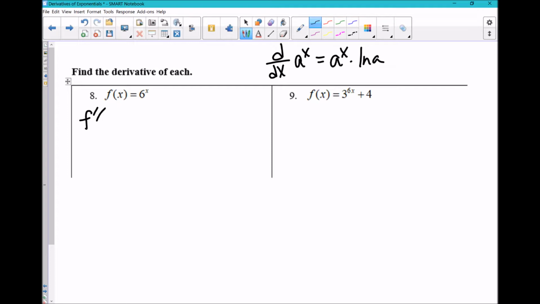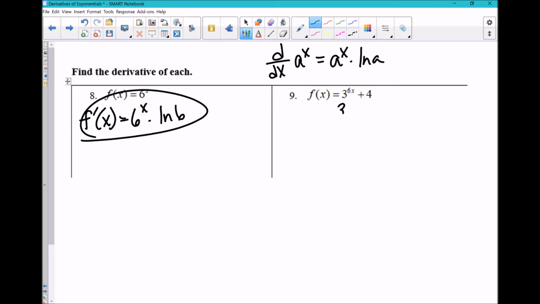So f prime of x would be 6 to the x times the natural log of 6. That's it. Okay. Over here, we're going to have to use the chain rule. So this is 3 to the u. So f prime of x would be, keep it exactly the same, and then times the natural log of 3.